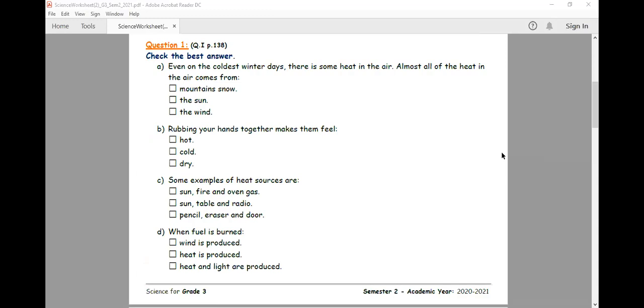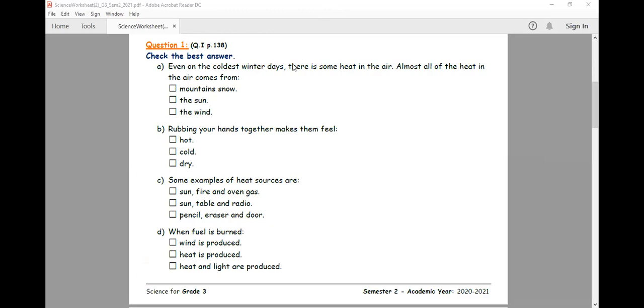Question number 1, we have to check the best answer, the best one. Even on the coldest winter days, there is some heat in the air. Almost all of the heat in the air comes from where? Does it come from mountain snow, sun, or wind?